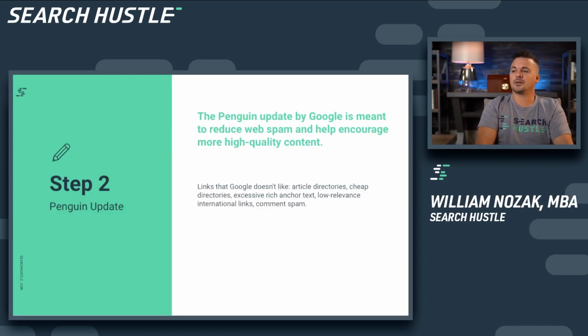The Penguin update was really to kill certain types of content, like thin content that was winning in Google. So it reduced web spam, just spammy things that were winning in the SERPs. And it helps encourage more high quality content. Links that Google doesn't like include articles, directories, cheap directories, and excessive rich anchor text. You would see 10 websites using the same template, 10 different URLs all doing the same thing, and Google did a good job of killing those sites out of the directory.